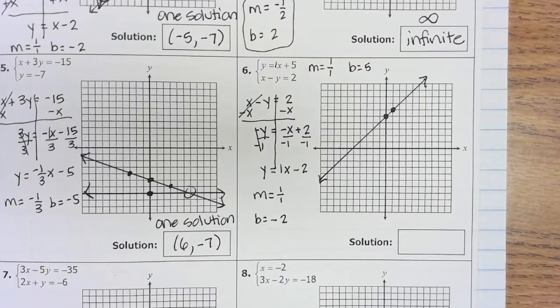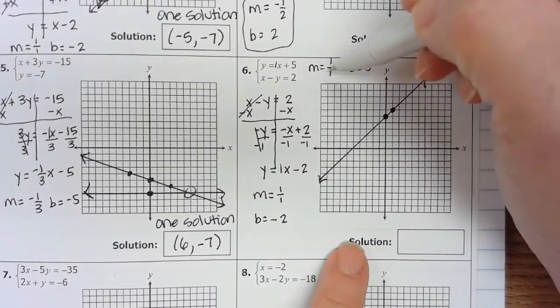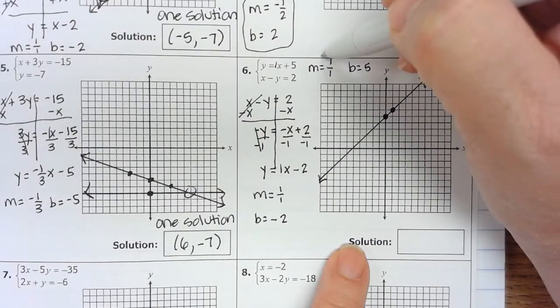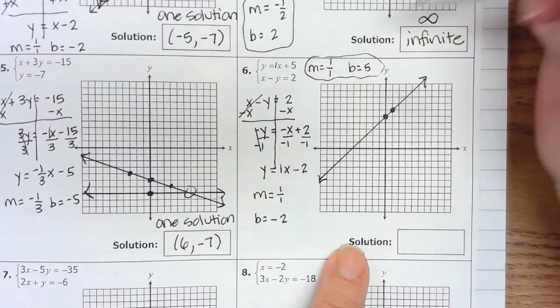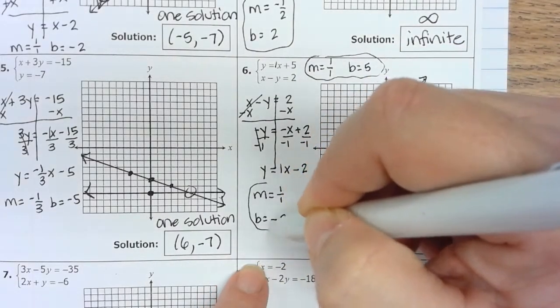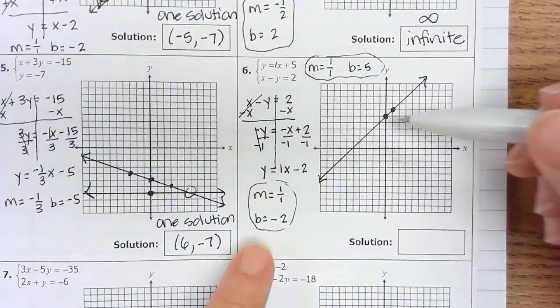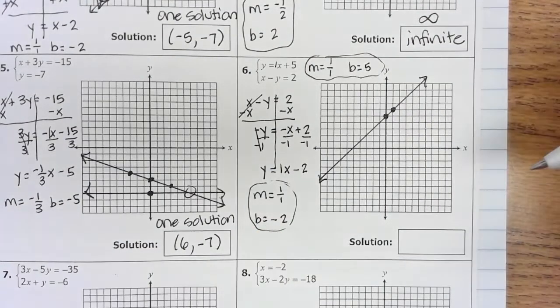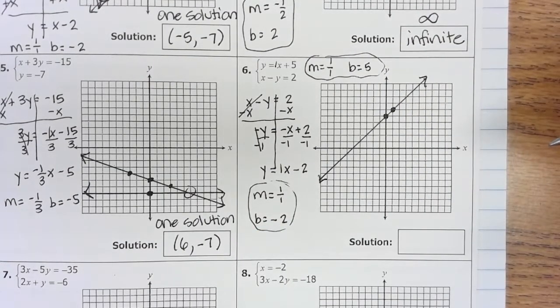Now I want you to think for a second. The first equation had a slope of 1. The second equation also has a slope of 1, but they have two different y-intercepts. I want you to think for 1 second and make a prediction. Do you think we're going to have one solution, no solutions, or infinite solutions?